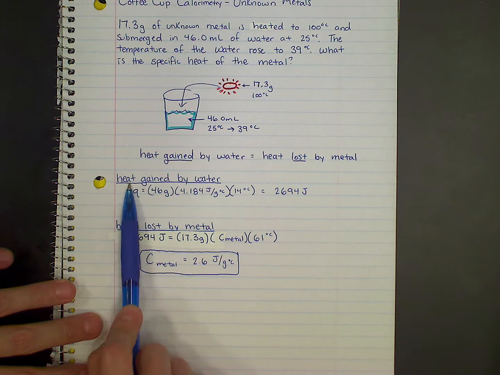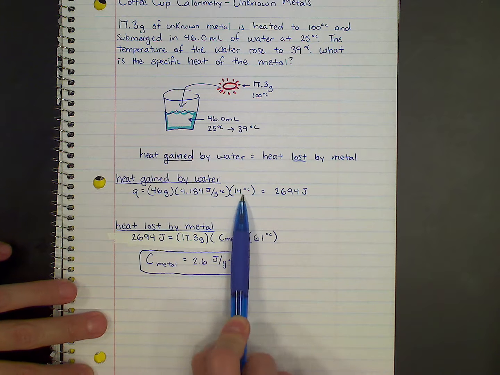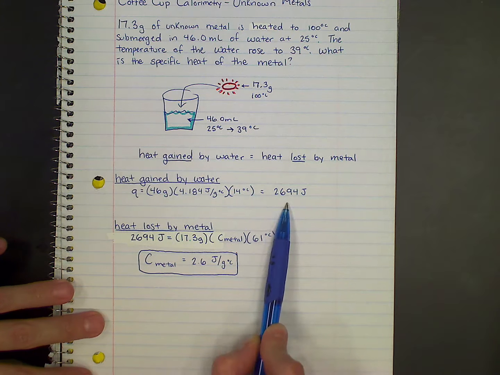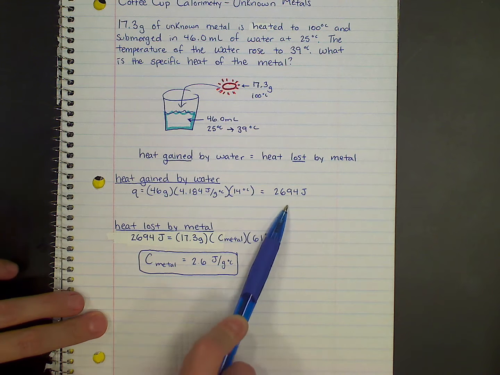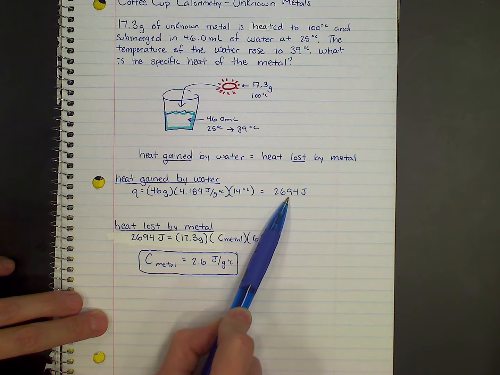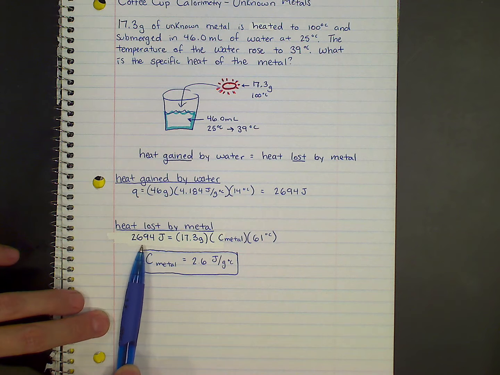So anyway, heat gained by the water: mass of the water, specific heat of the water, how much the water changed in temperature, again 25 up to 39. This gives us how much heat was absorbed by the water. Okay, where did this heat come from again? It came from the metal, so now we can make that our Q for the metal because now we know how much heat was lost by the metal.